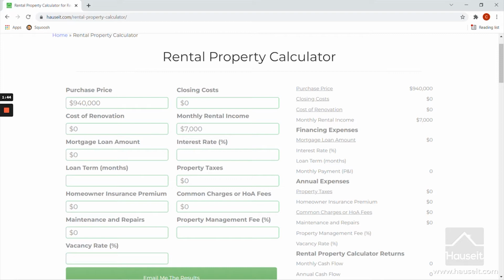Let's say that you're able to get an 80% loan to value mortgage on this at 2.5%. And of course, it's a 360 month or 30-year typical loan term. Property taxes are almost $12,000 per year for this. Common charges per year add up to almost $14,000. Let's say you were able to get a quote for interior condo insurance for about $1,000 per year. Let's assume there's, for now, no maintenance and repairs.